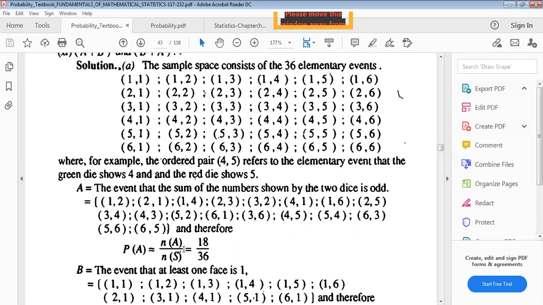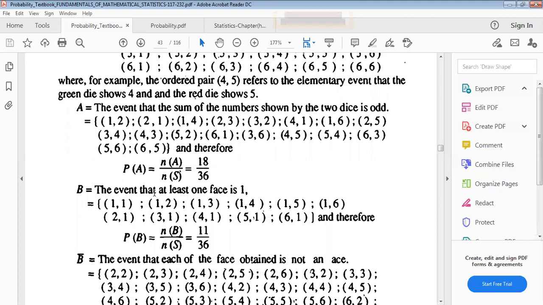And therefore the probability of A will be favorable outcomes, 18, divided by total sample space 36. Again, now B equals the event that at least one face is 1. That means first die 1, second die 1; first die 1, second die other; and second die 1 with the first die other. That means at least one 1 comes in any die. Therefore, the probability of B: favorable how many? 1, 2, 3 up to 11. That means 11 divided by 36.